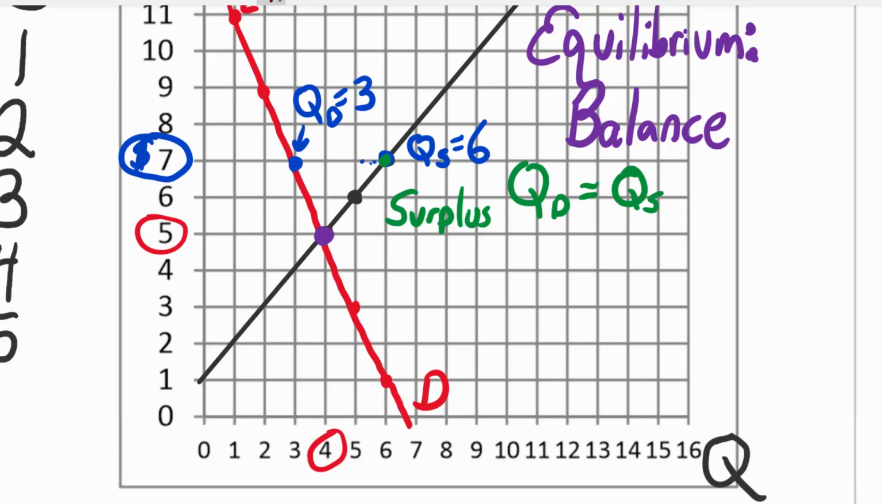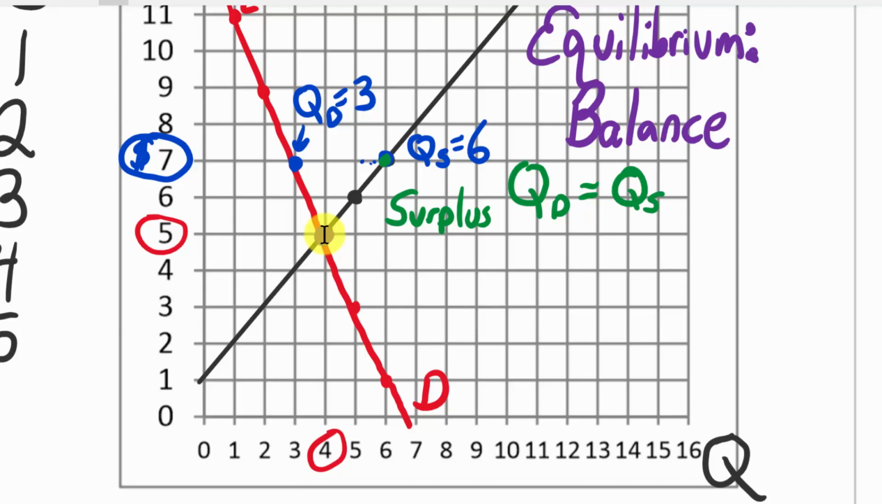If we're at a price of 7, we're going to naturally gravitate toward that equilibrium price, where businesses are going to be producing less. As the price goes down, consumers are going to be buying more, and eventually we'll get to that equilibrium price of $5, where the amount being sold is equal to the amount being purchased.